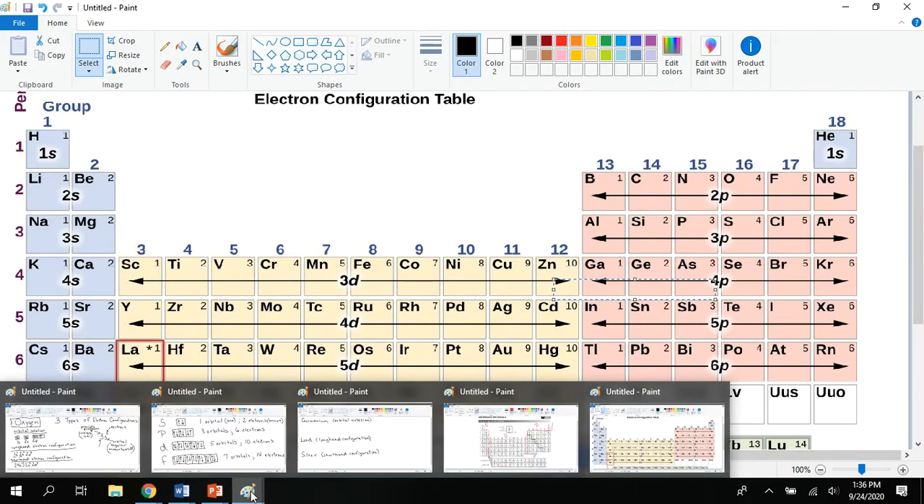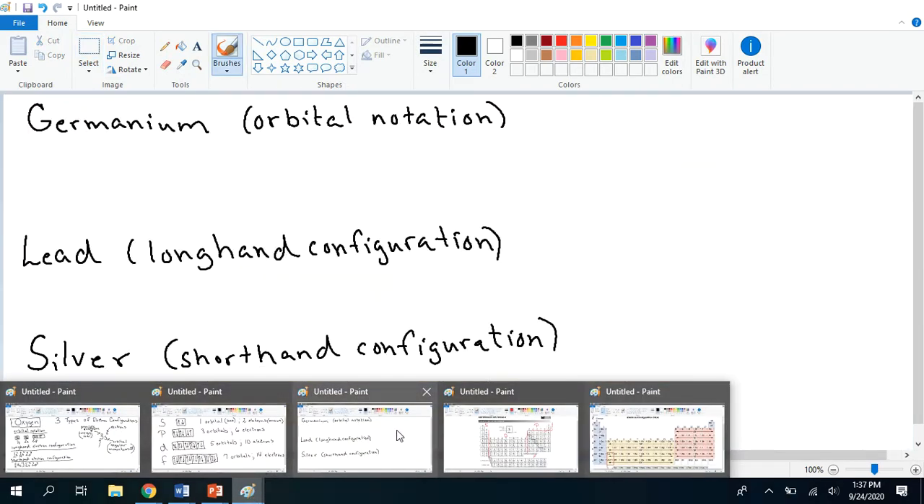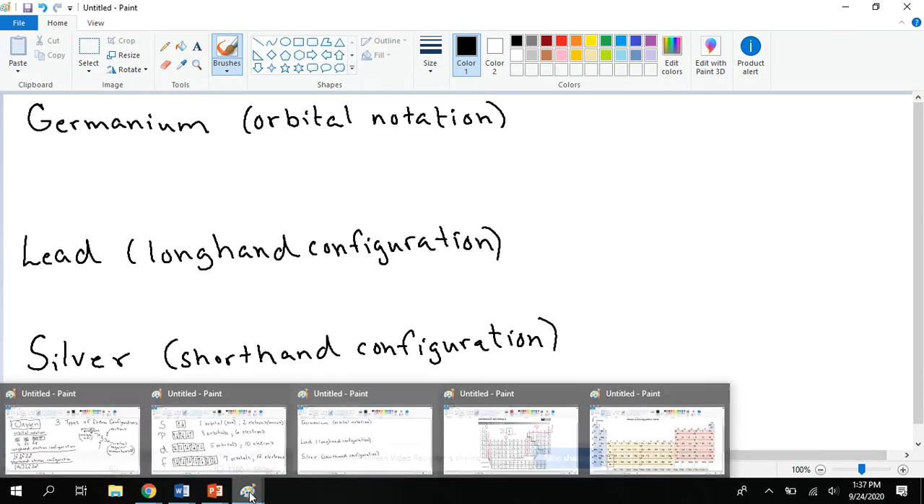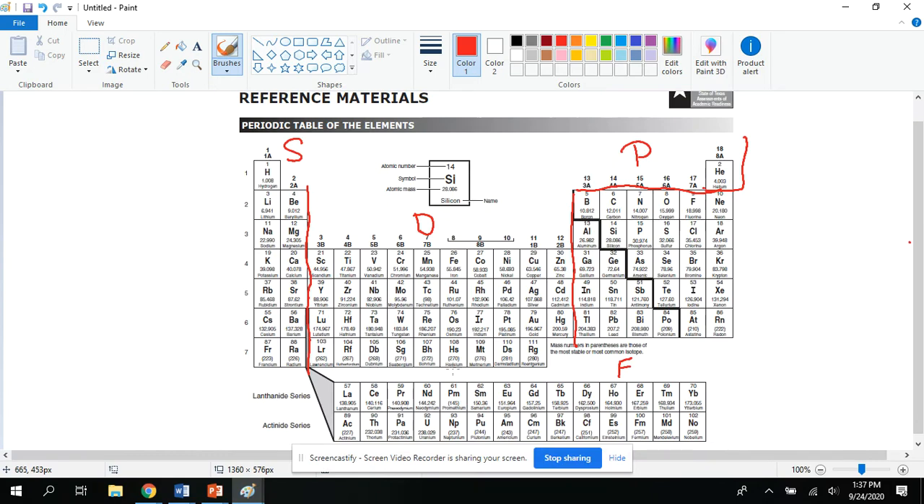Okay, so let's just do one and see how it goes. The first one I'm going to do is germanium, and I'm going to do orbital notation. That means I'm going to use the boxes, all right? So I think I'm going to do it over here on the periodic table. I don't know if I have room. Okay, so here's germanium here.